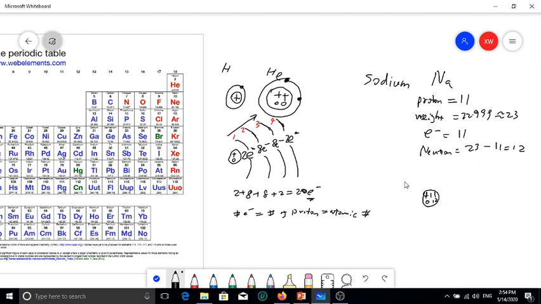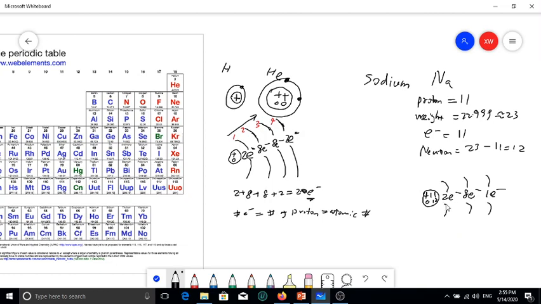Okay, so these 11 electrons have to go in order from the inner layer to the outer layer. On the first layer, you would have up to 2 electrons. On the second layer, you can have up to 8 electrons. So far, that's 2 plus 8, 10 electrons, but you need to make up to 11 electrons. So on the third layer, you will have only 1 electron. Even though you could have more, you don't. Sodium has only 11 electrons. So this is the atomic diagram for sodium.